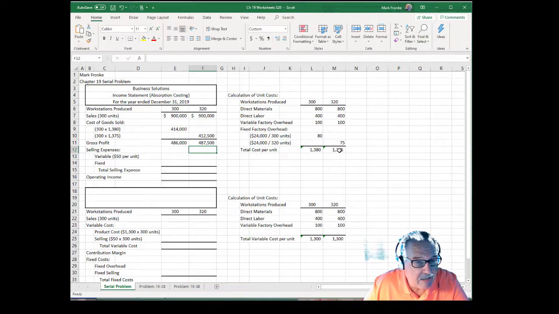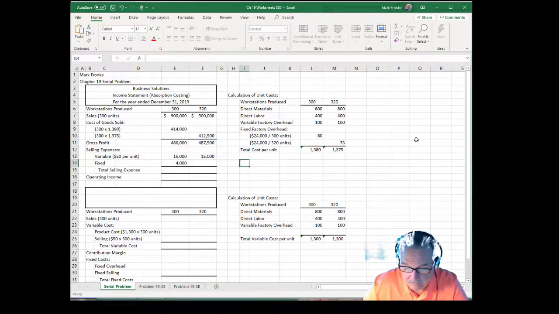Again, we're not selling any more. In the second column, we're just making more. So we're going to end up with 20 units in ending inventory. Our variable cost is $50 per unit. It's $15,000. And our fixed cost, this is our selling administrative fixed cost, is $4,000.